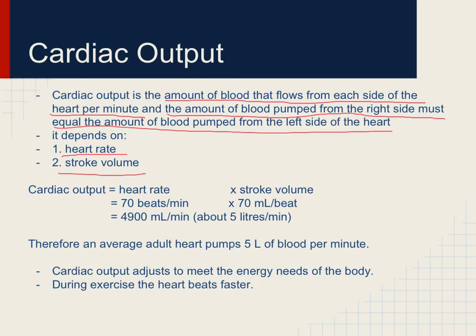So if we have an average 70 beats per minute, and per beat we move about 70 milliliters of blood, this means that we can move almost 5 liters per minute of blood through our body. And the average adult does pump 5 liters of blood per minute. Cardiac output adjusts to meet the energy needs of our body. So during exercise, our heart beats faster. On the contrary, during sleep, our heart will beat slower.